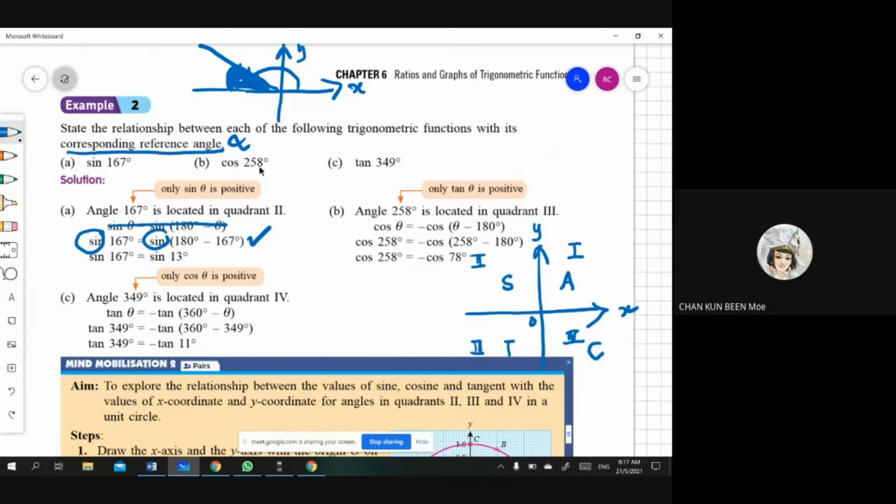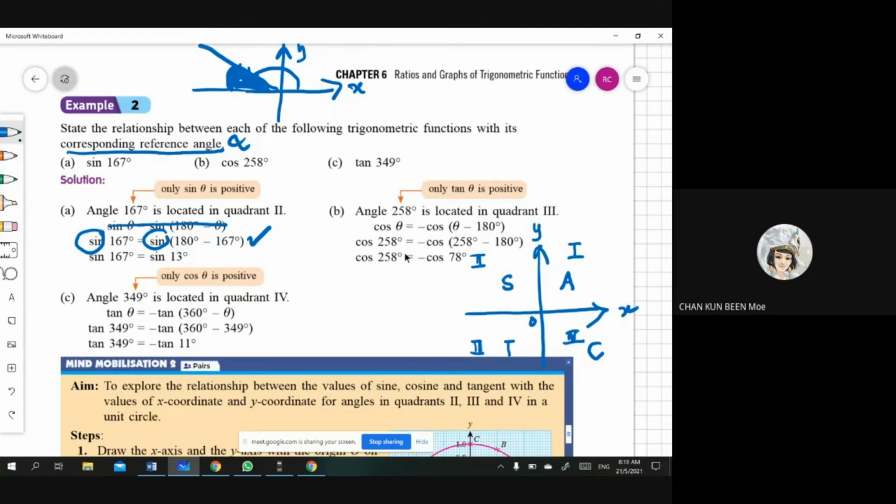B is cos 258. So first you need to determine which quadrant it is. Cos 258, which quadrant? Quadrant 3, right? This quadrant over here. So now you can see for quadrant 3, only tangent is positive, meaning that the cos will be negative. Okay, so you can see how they do it. This angle is located in quadrant 3, so cos theta is negative.